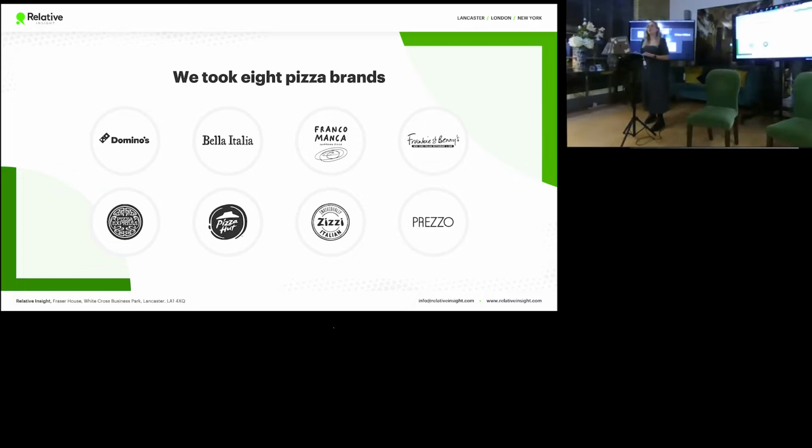So today we're going to be talking about competitor analysis and benchmarking, and it would be ridiculous for me to stand up here and tell you why that's important. It's something that you already know. But what I really want us to think about today is new and interesting ways to approach this. So we've done a really robust piece of analysis looking at 8 well-known pizza brands. These are household names, and on paper, they appear to be quite similar.